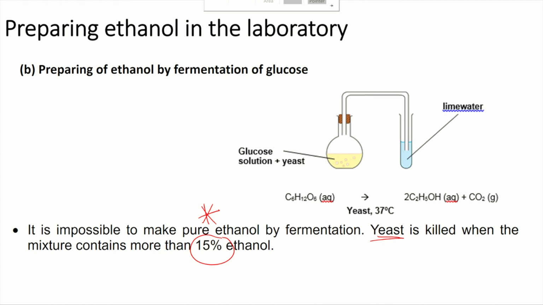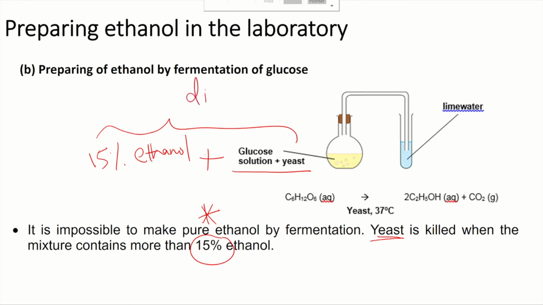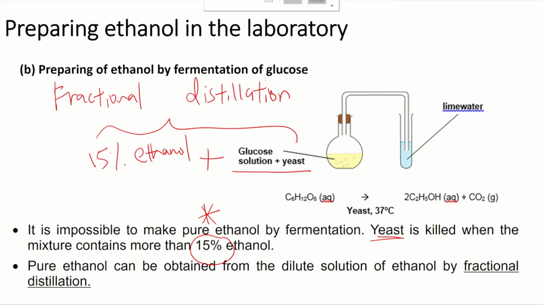And how to separate glucose, yeast and ethanol? After you react, you will have ethanol, about 15%. How to separate them? They are all mixed up together. What kind of separation technique? You will separate them via fractional distillation. So you obtain the ethanol via distillation.